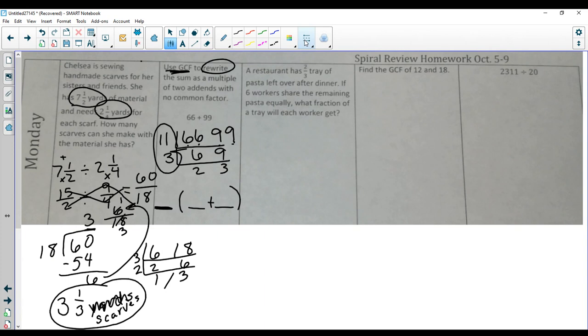33. 11 times 3, which is 33. Remember what goes in these two spots? 2 and 3. Drop them down. 2 and 3. And this is our answer. 33.